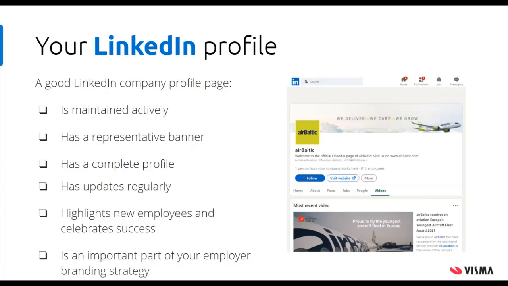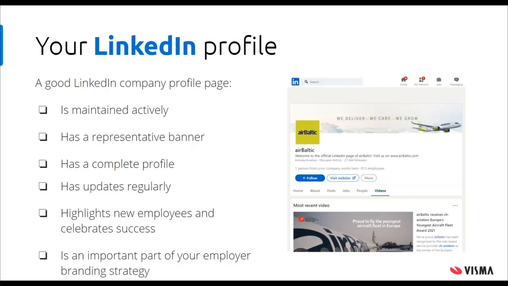So this company profile page on LinkedIn that you see right here, make sure that it is maintained actively. I was browsing on LinkedIn and I went to the, was it SAS, Scandinavian Airlines LinkedIn page, and I saw they still had a video up that said, Merry Christmas and Happy New Year. To make sure that it's maintained actively, continuously add new content. Make sure that it has a representative banner. Here are some of the core values of Air Baltic: we deliver, we care, we grow. That's what's important to them. So that's a nice banner on their page.